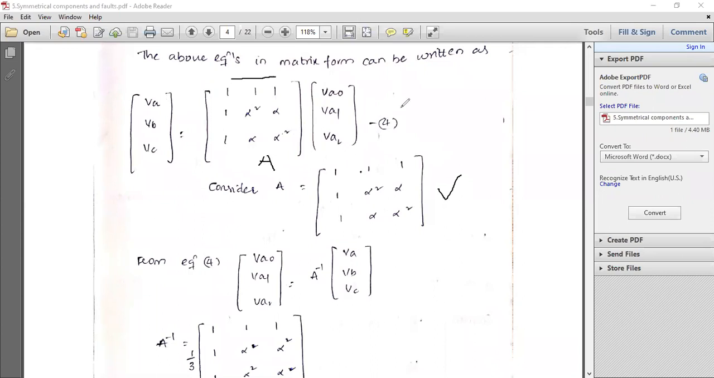Now, if you want to express VA0, VA1, VA2, you see here, from this, if you bring this A to this side, obviously that becomes A inverse multiplied by VA, VB, VC, right?